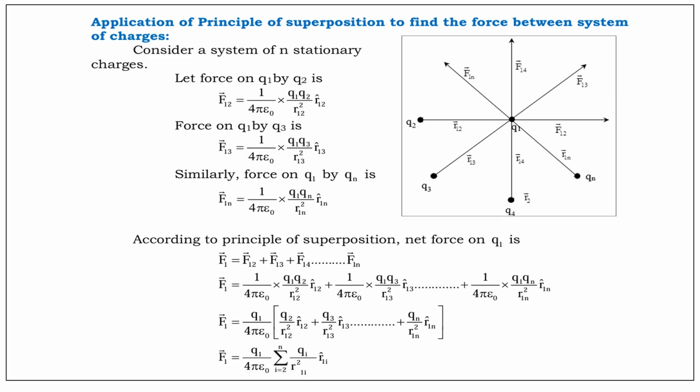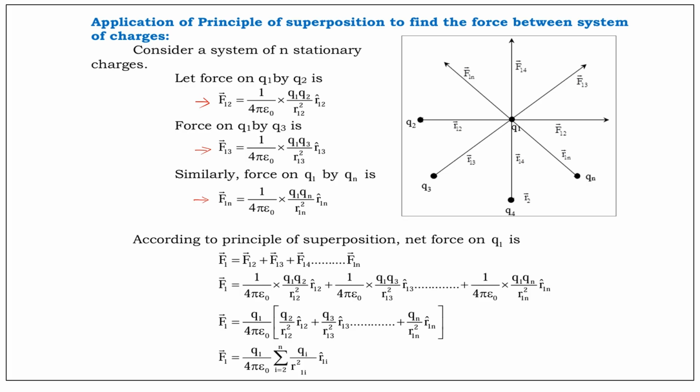Consider a system of n stationary charges. Let force on Q1 by Q2 be vector F12 is equal to 1 by 4 pi epsilon naught into Q1 Q2 by R12 square into R12 cap. Force on Q1 by Q3 is vector F13 is equal to 1 by 4 pi epsilon naught into Q1 Q3 by R13 square into R13 cap. Similarly, force on Q1 by Qn is vector F1n is equal to 1 by 4 pi epsilon naught into Q1 Qn by R1n square into R1n cap.